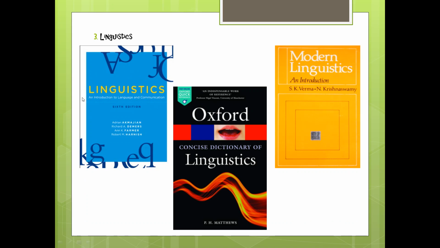The first one is Linguistics: An Introduction to Language and Communication. It is authored by 4 people, and it gives the very basic ideas of linguistics, how linguistics as a discipline developed, and what the different approaches to linguistics are. It shows how linguistics is used in discussing or interpreting common language as well as literary languages. So this is a very beginner friendly book for linguistics. It's a little bit big book, but still it's an easy book to read.